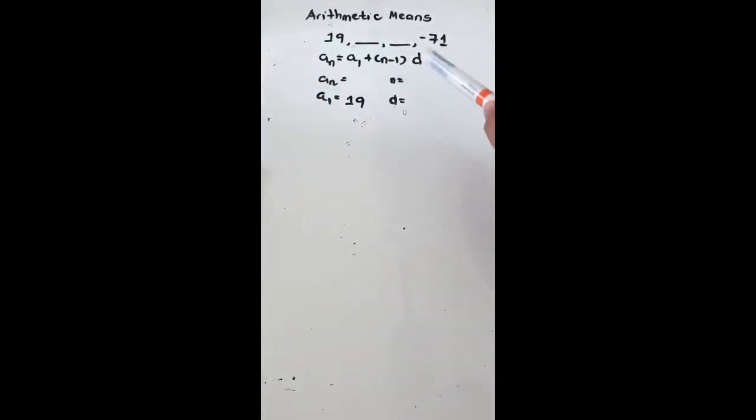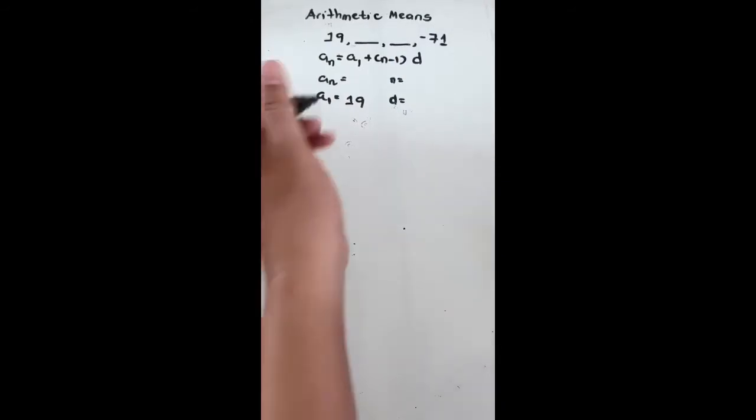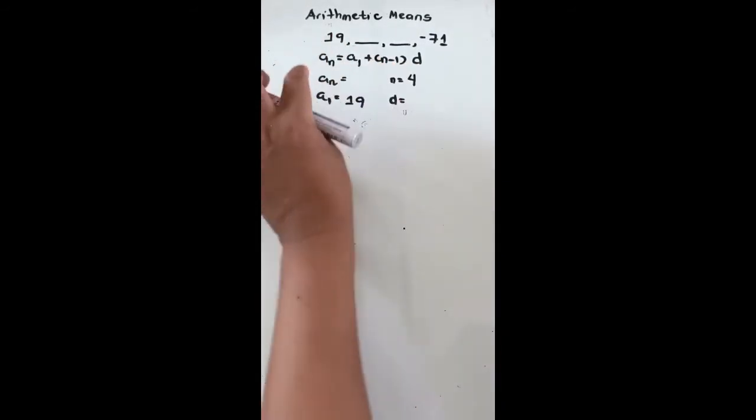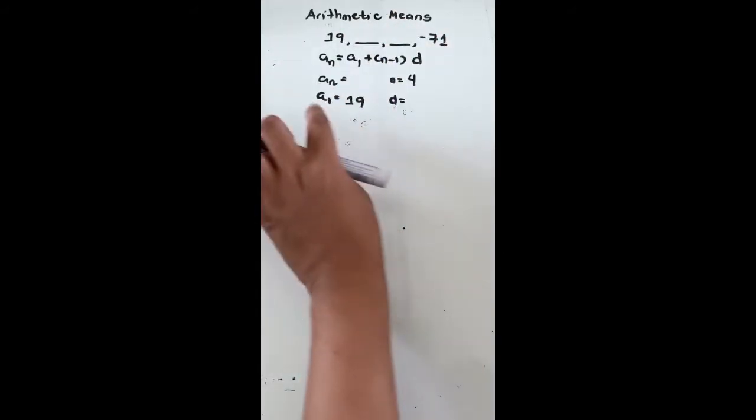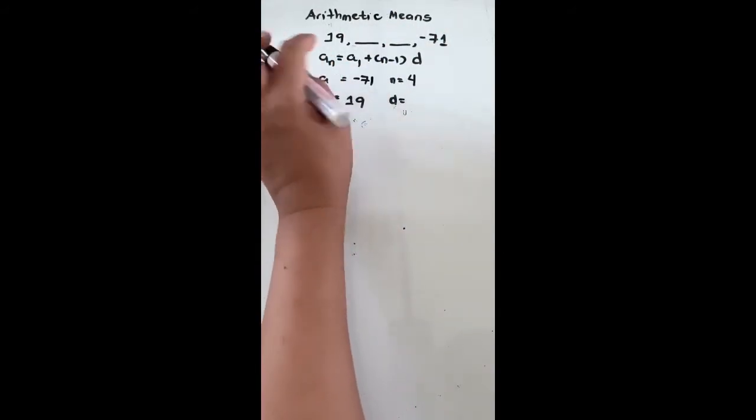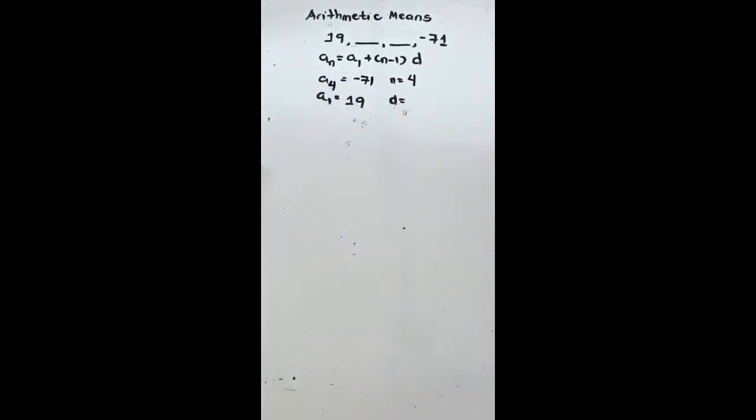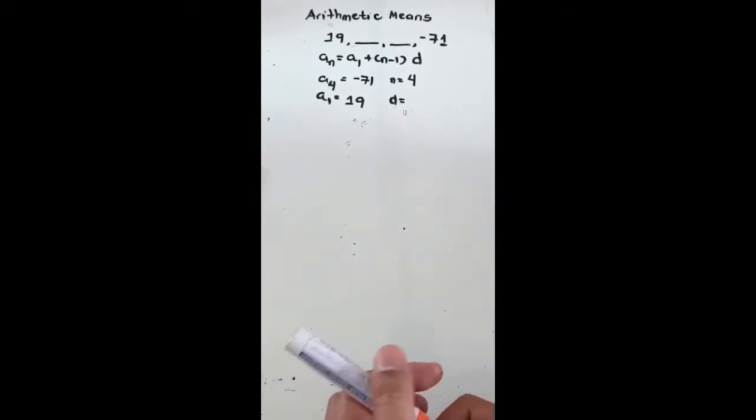And then, what is n? That is the number of terms. So, ilan ba lahat yan, including yung mga nawawalang arithmetic mean? So, that is 4. 1, 2, 3, 4. So, we have 4 terms. And then, sabi ko kanina, to easily get the a sub n, kinukuha natin yung last term. So, that is negative 71 because a sub n simply means a sub 4 or the fourth term. So, we are now ready to find the common difference.